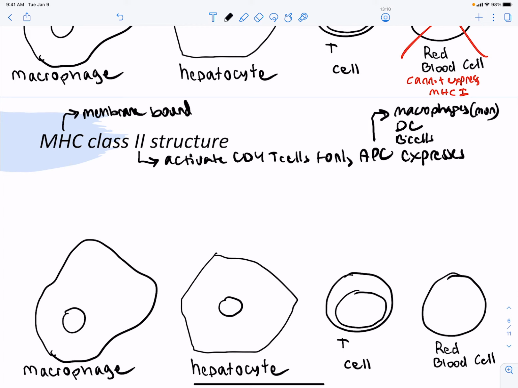And so the MHC Class 2 is a little bit different. MHC Class 2 has 2 transmembrane domains. And remember, it has beta and alpha chains. So on one side, it's going to have the beta 2. On the other side, it's going to have the alpha 2. And then it's going to have the beta 1 and the alpha 1. And these are going to make up the peptide binding site.